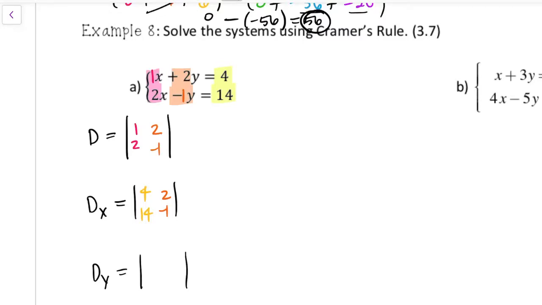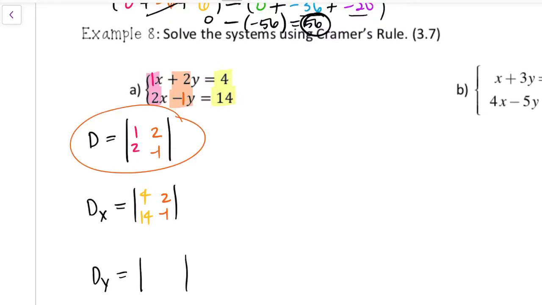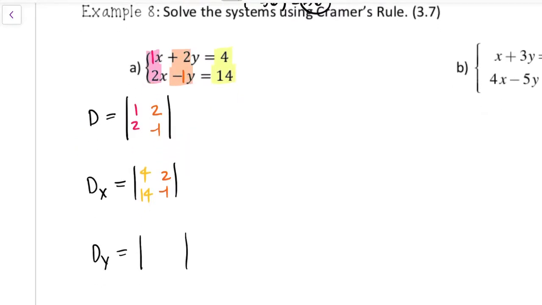Now for Dy, you go back to your original D matrix. You swap out your y column, because it's Dy, with the constants 4 and 14. Your x column goes back to 1 and 2. You need to know that for the quiz.